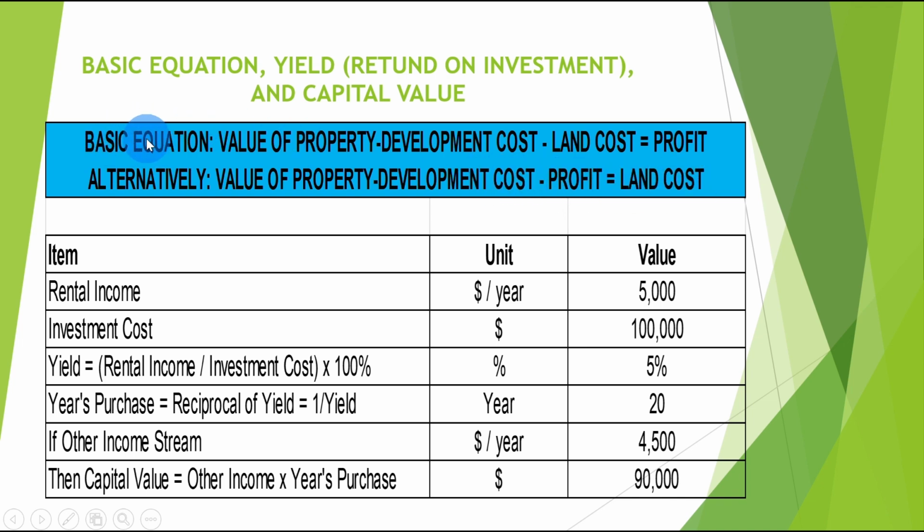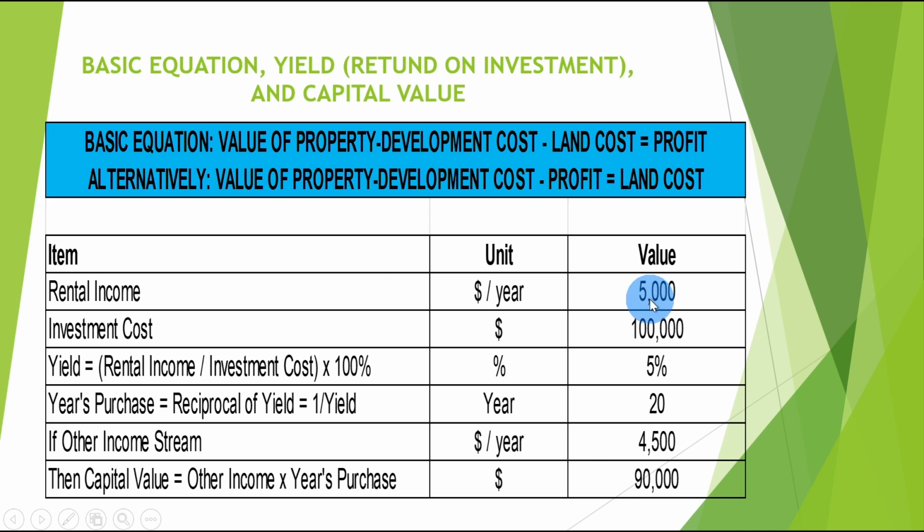The first part of the equation we use to calculate our target profit, while the alternative equation, we use it to calculate our land cost in order to bid to obtain the possession right for land to develop our project. So here, let's say our project is a commercial project. We have rental income in dollars per year.